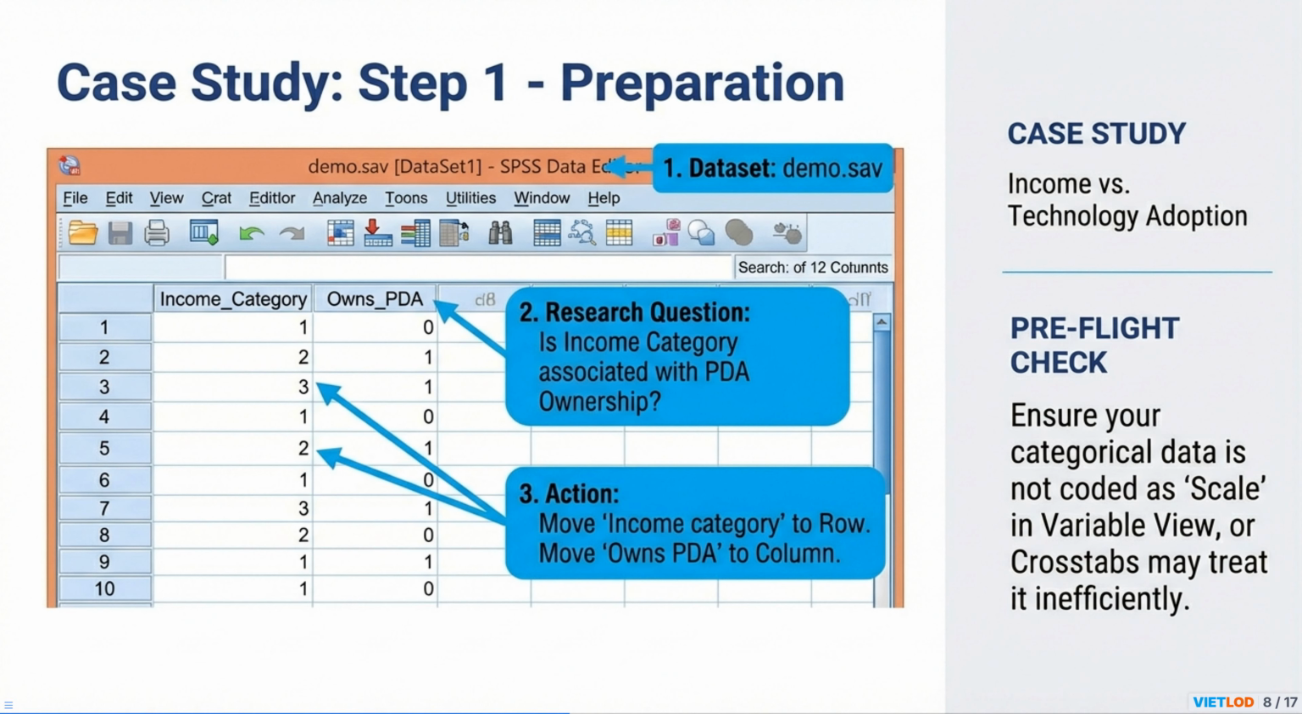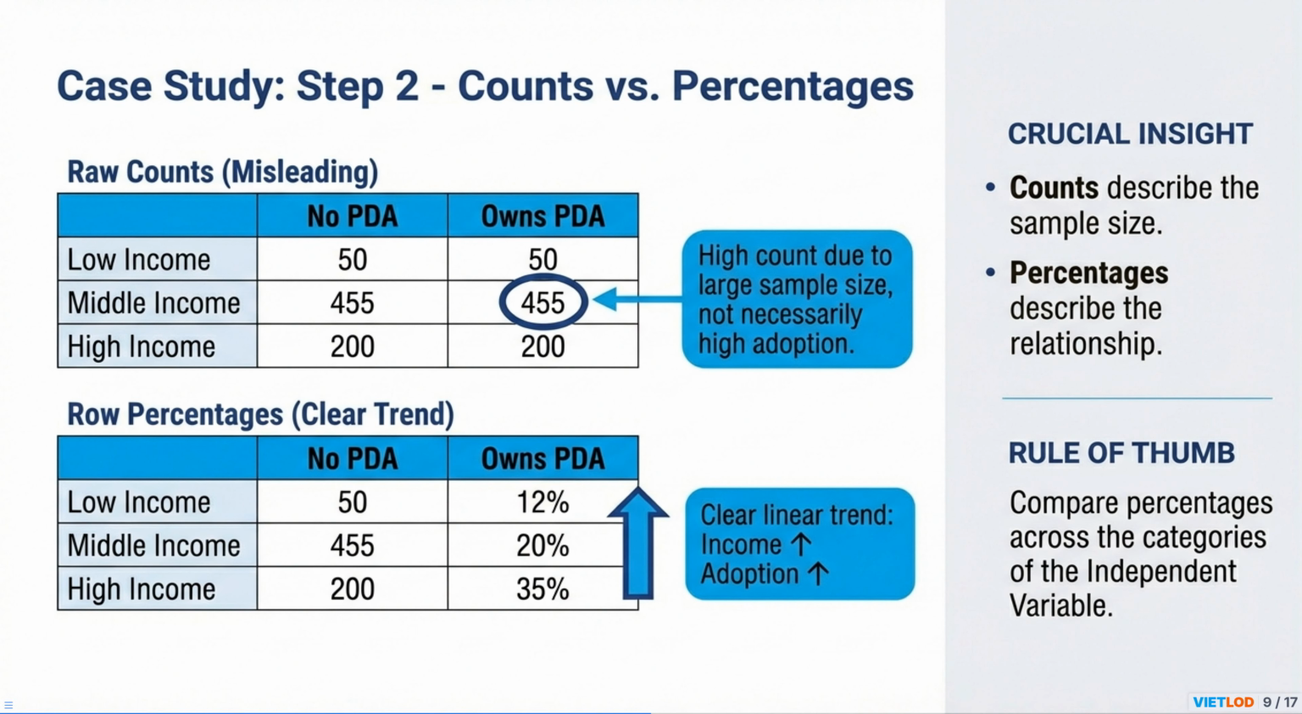Our case study uses the demo.sav dataset to investigate the relationship between income and technology adoption. The specific research question is: is there a statistically significant association between income category and owns PDA? To set this up, we move income category to the row box as our independent variable and owns PDA to the column box as our dependent variable.